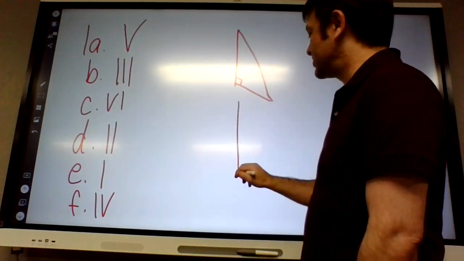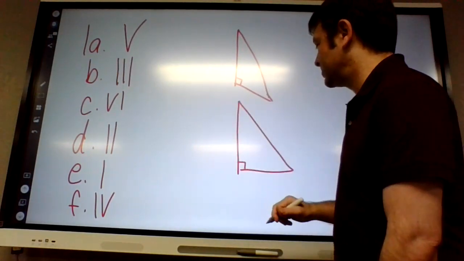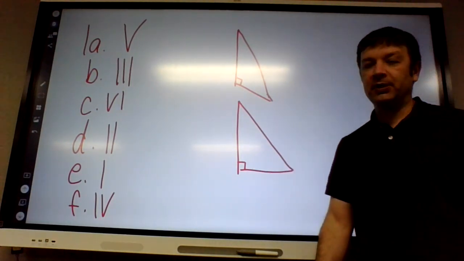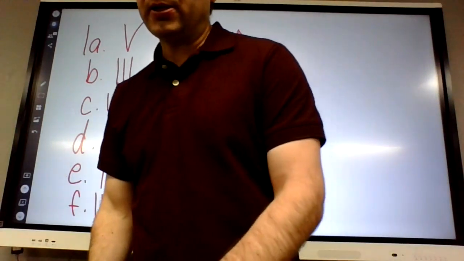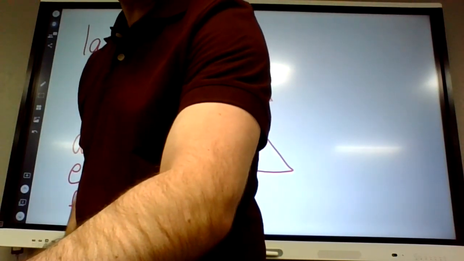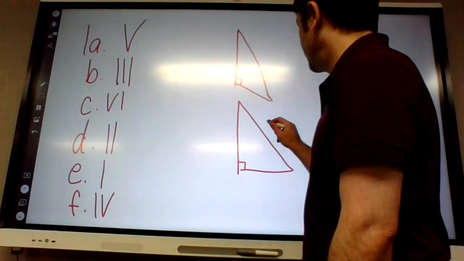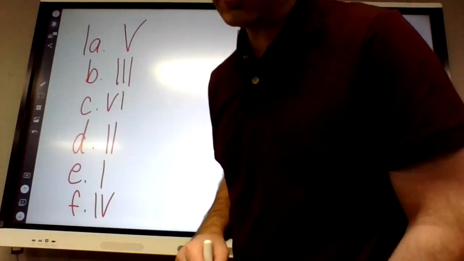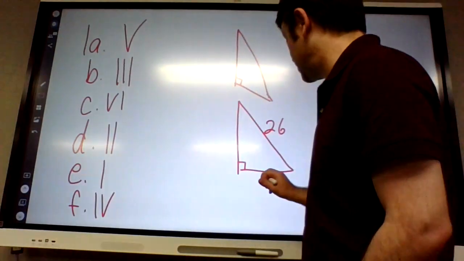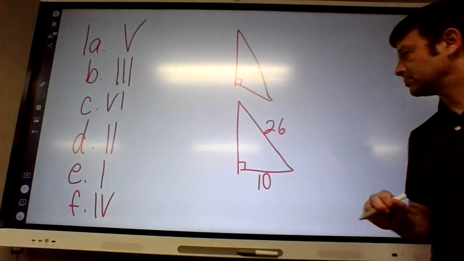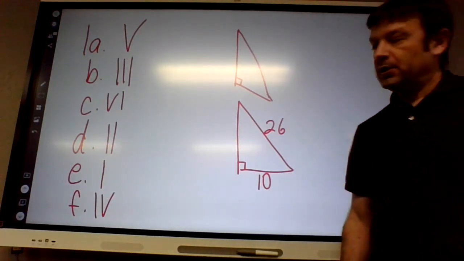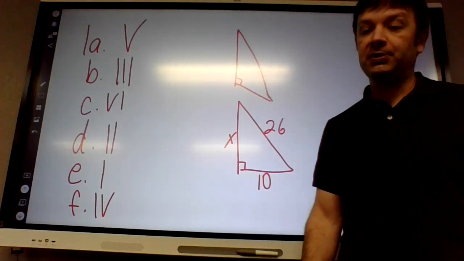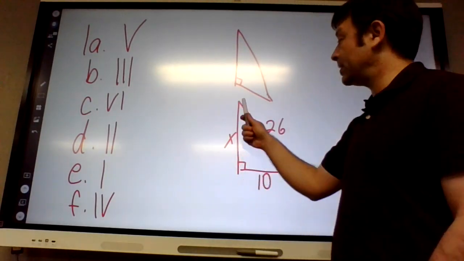I wrote it sideways because that's how it looks in the book, but if you looked at it facing it, it would just look like a little right triangle. Okay, so it said AG is 26. That would be the hypotenuse. And then it said HG is 10. That's the little leg down here. And we're supposed to find the height of the pyramid, so that would be the X right here.